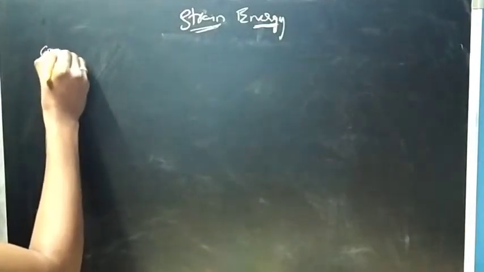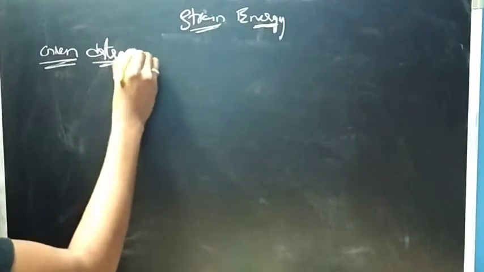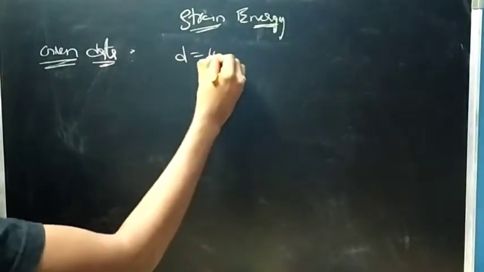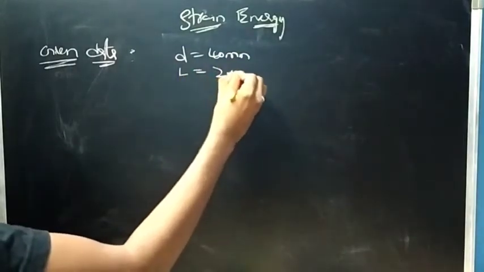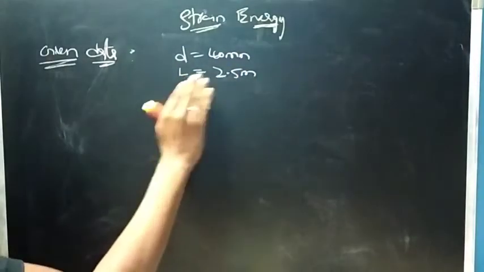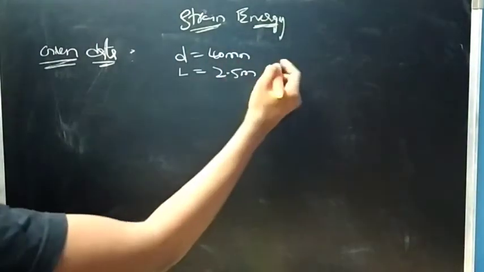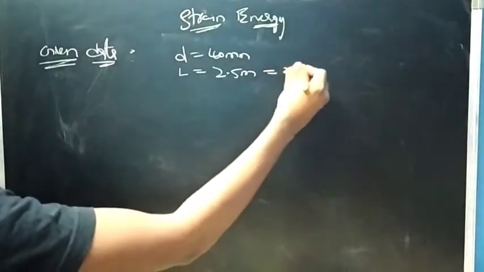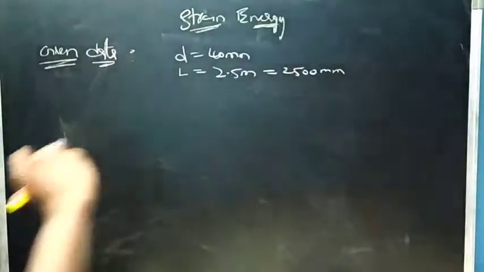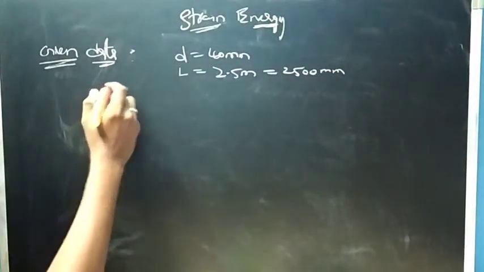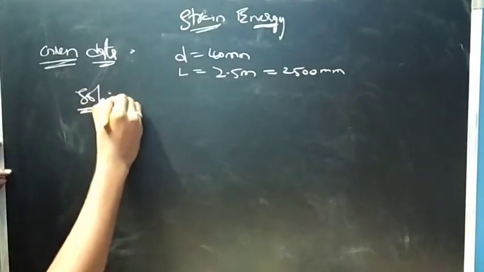Let us write the given data. First, d equals 40 mm, L equals 2.5 meters, that is length is 2.5 meters, diameter is 40 mm. Converting 2.5 meters to mm, it will be 2500 mm. Next, we'll directly jump into the solution.